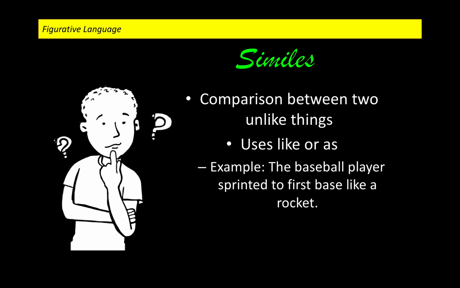Our example here is: the baseball player sprinted to first base like a rocket. And this is where we talk about comparing two unlike things. A person and a rocket are two completely different things. But what we're trying to convey here is that the baseball player was really fast. Instead of being not interesting and a little bit boring by saying the baseball player sprinted really fast, you use a simile to make your writing a little bit more interesting.